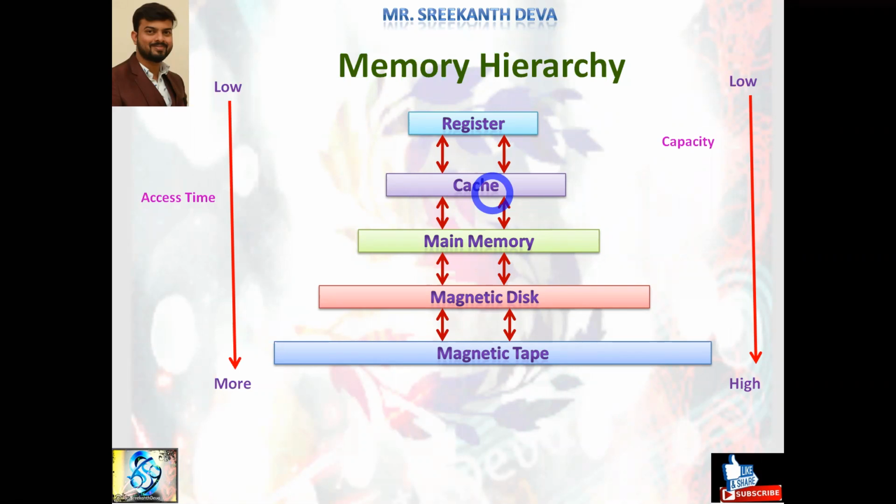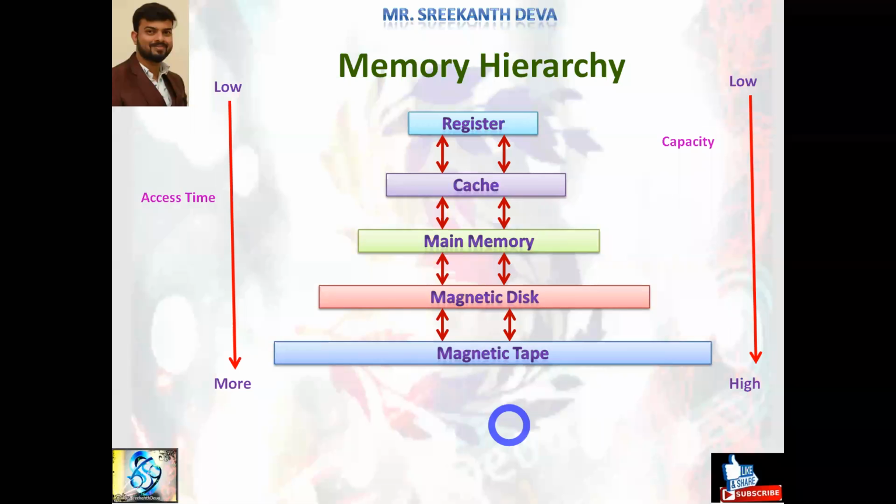See, the relationships between these: greater capacity, smaller cost per bit. Greater capacity, greater access time. Smaller access time, greater cost per bit. Okay, you need to remember these things. See, don't get confused here.